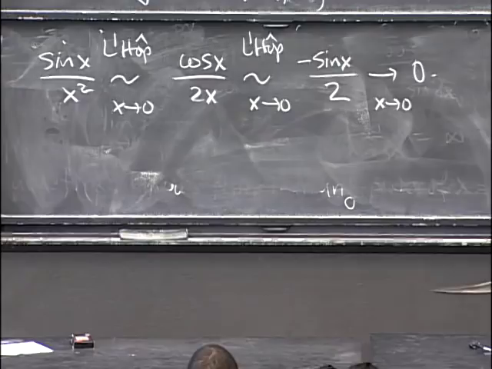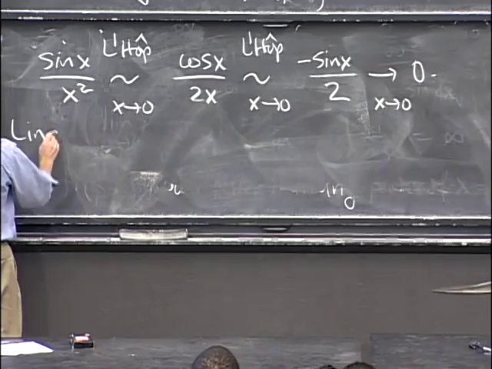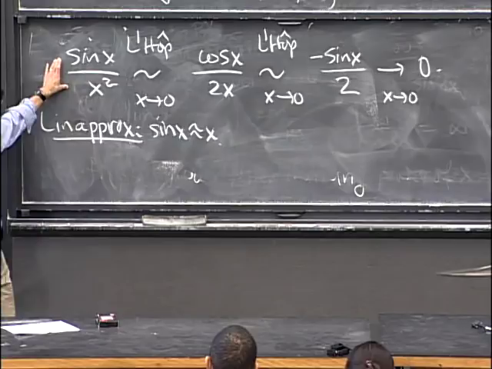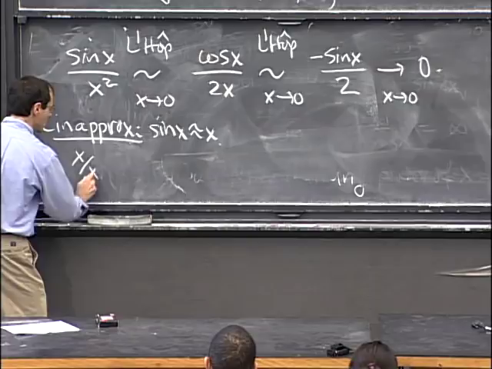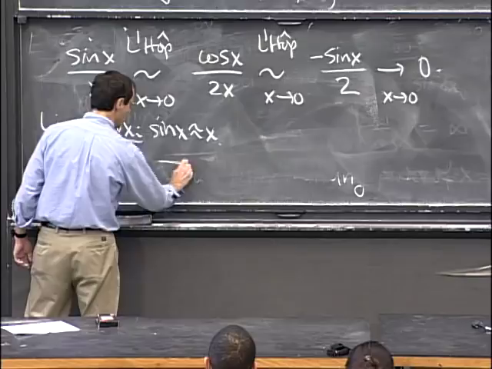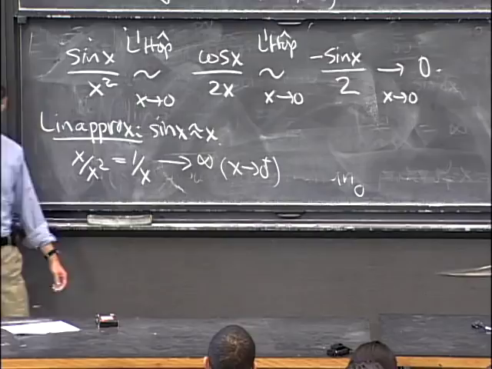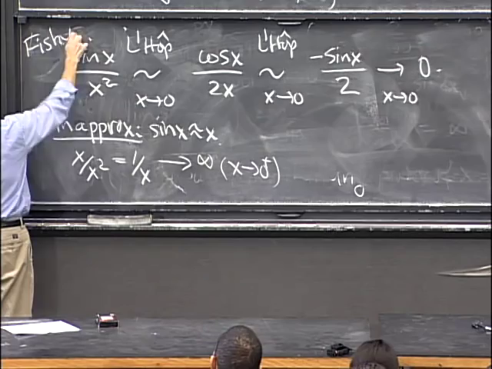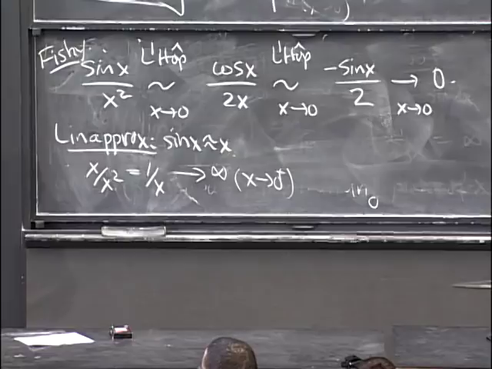On the other hand, if you look at the linear approximation method, the linear approximation says that sine x is approximately x near 0. So that should be x over x squared, which is 1 over x, which goes to infinity as x goes to 0, at least from one side, minus infinity the other side. So there's something fishy going on here. Maybe this is fishy, or maybe this is fishy, I don't know. So tell me what's wrong here.